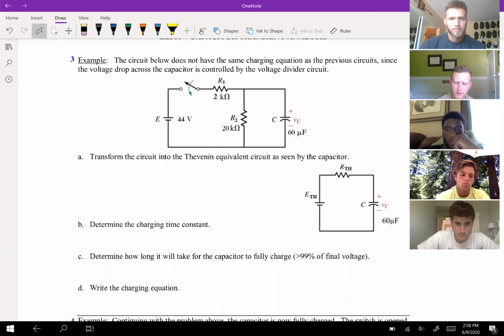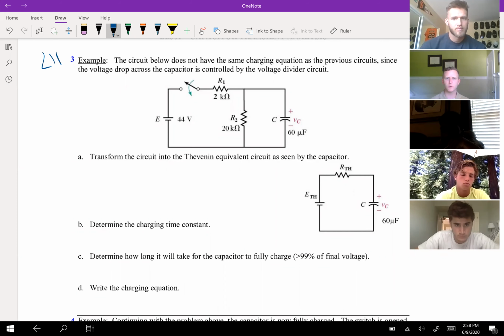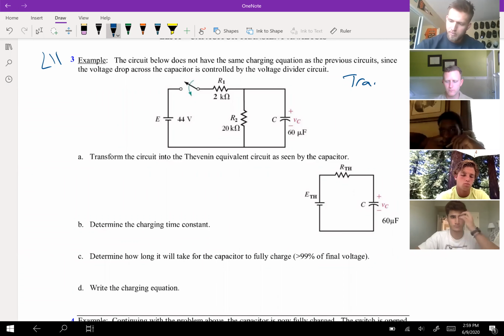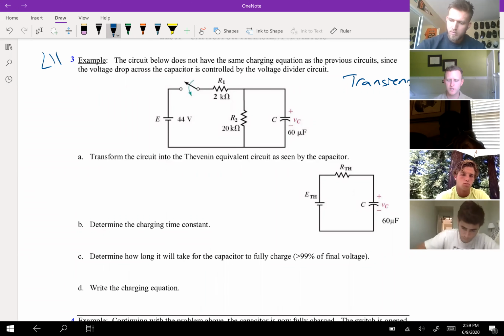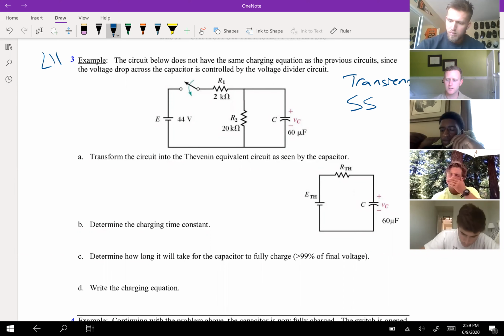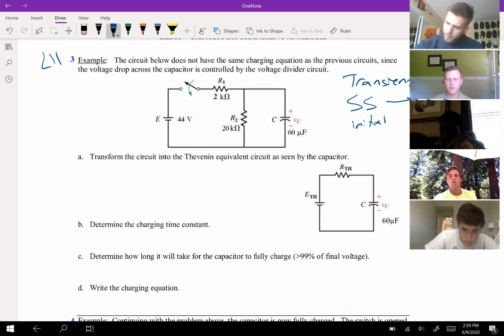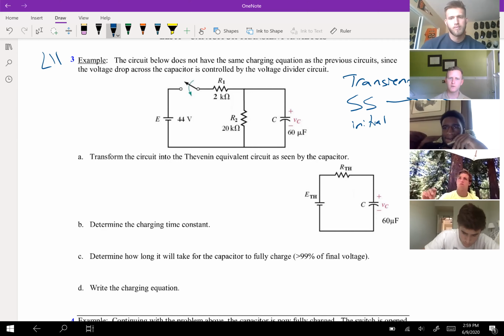Okay, so here's lesson 11, number 3. What I said is whenever we see a switch, we'll know that this is a transient problem, where I'm going from one steady state to another steady state, what we'll call initial steady state and final steady state. And along the way is what the transient equation is, right?